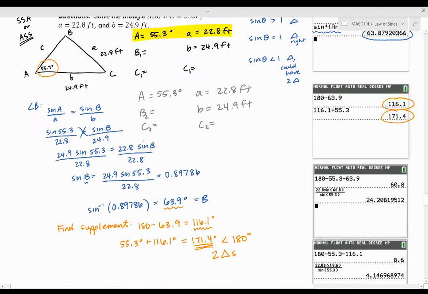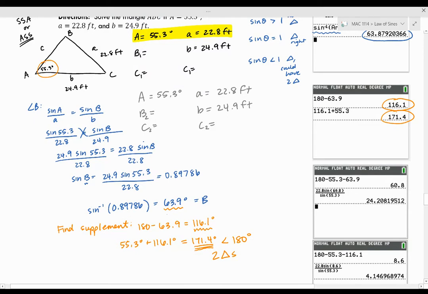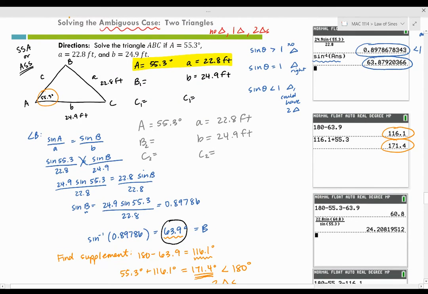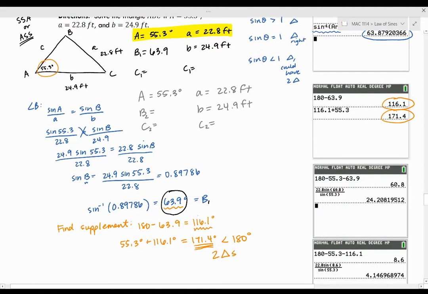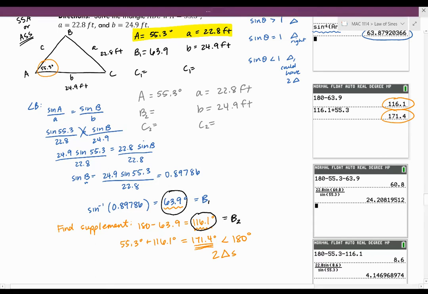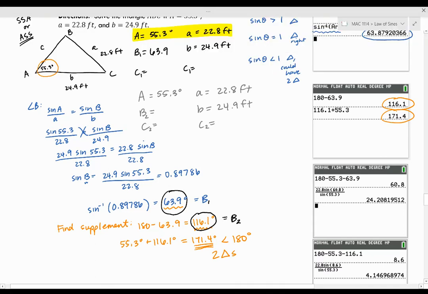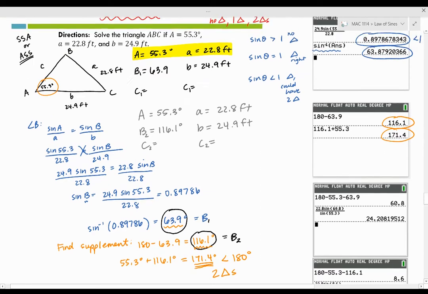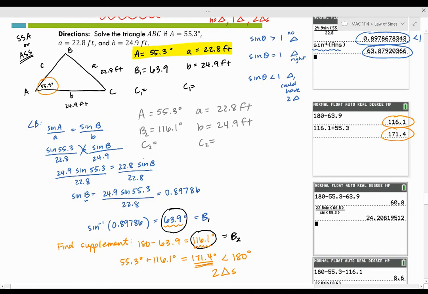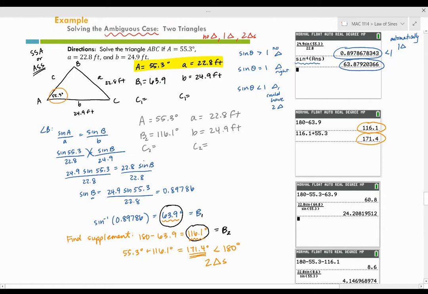So for triangle 1, this 63.9 belongs to the first triangle. That's B1. And the supplement, this 116.1, is going to be our B2, the angle B that belongs to the second triangle. Now you solve the rest of the pieces of each triangle individually, just like we did before. That's the only different part. So let's finish triangle 1 first, and then we'll move on to triangle 2.